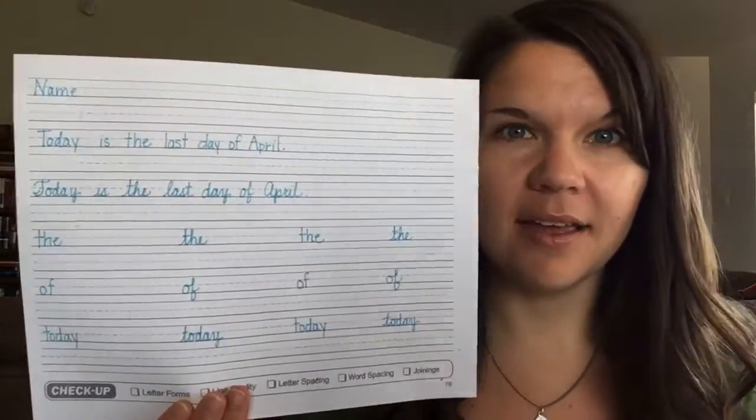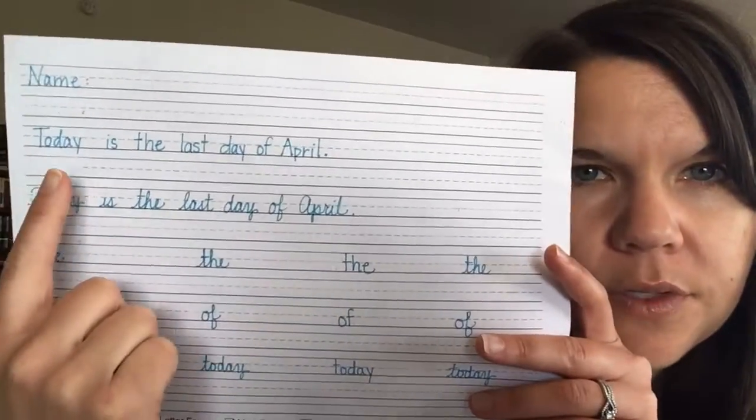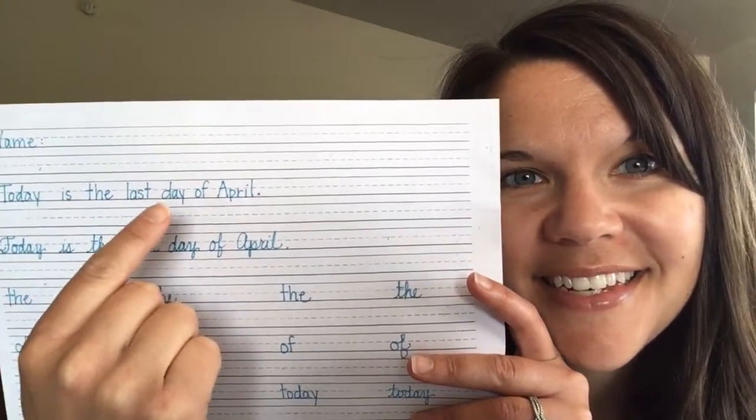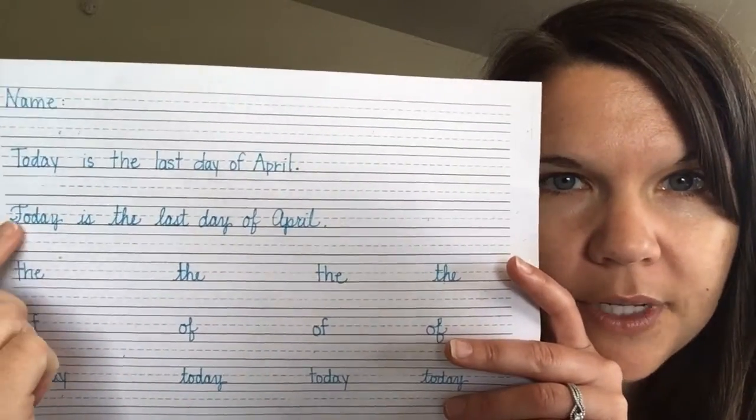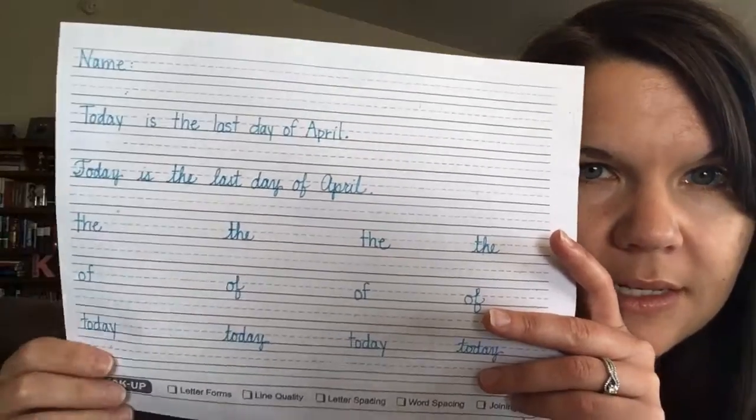All right, task 1, handwriting. It says, after you write your name, today is the last day of April. So one time in print, one time in cursive as neatly as you can.